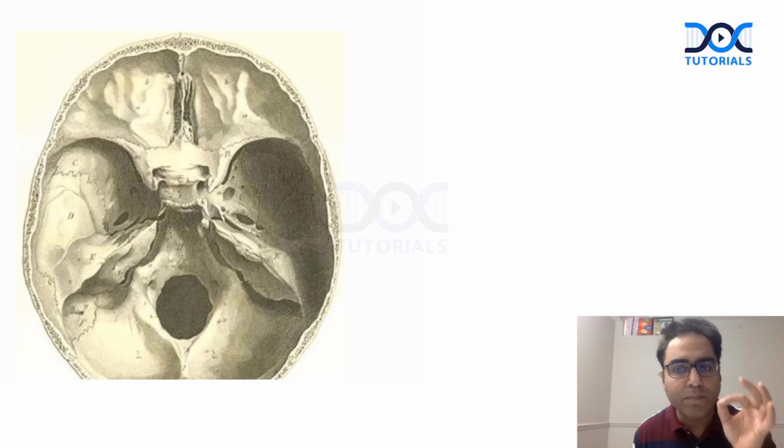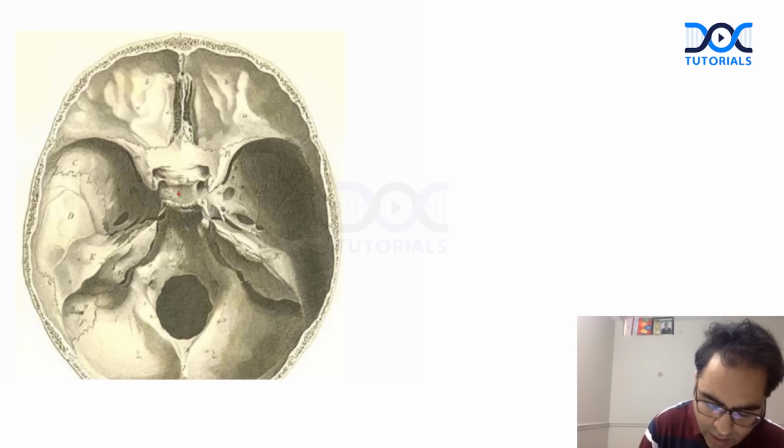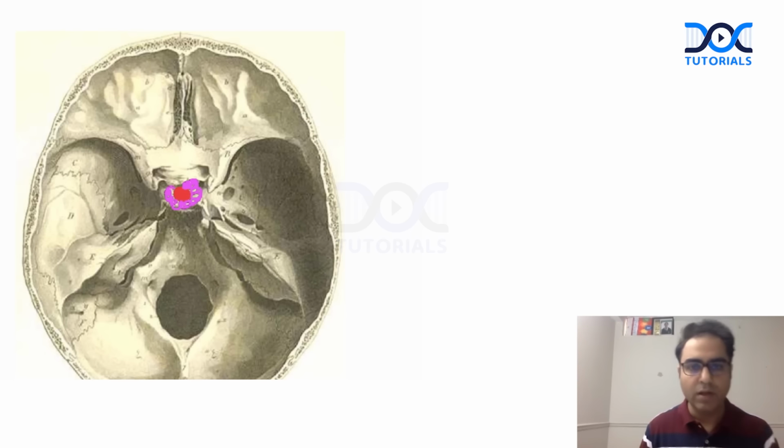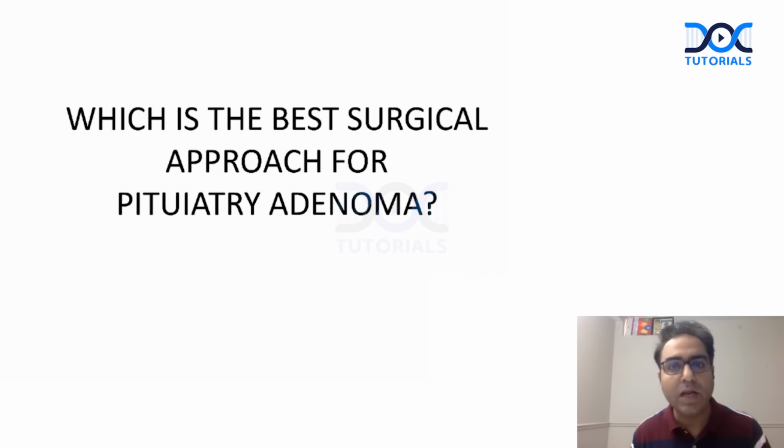Guys, if you remember, the uppermost part of the body of the sphenoid bone has a depression called sella turcica. In the sella turcica, we have a gland called the pituitary gland, and the patient may develop an adenoma of the pituitary gland. Now the question is, what is the best surgical approach for pituitary adenoma surgery? Is it neurosurgery? No. We can go through the nose.